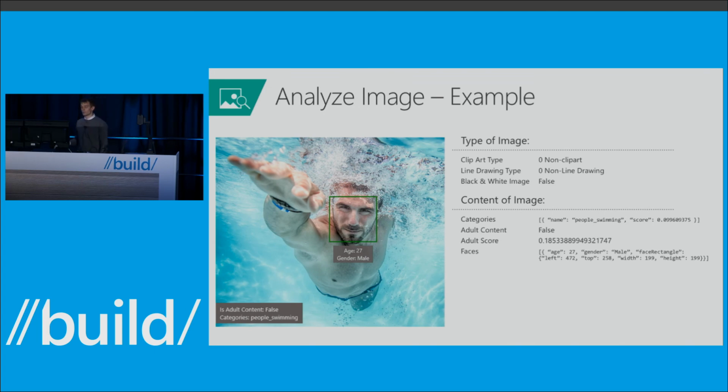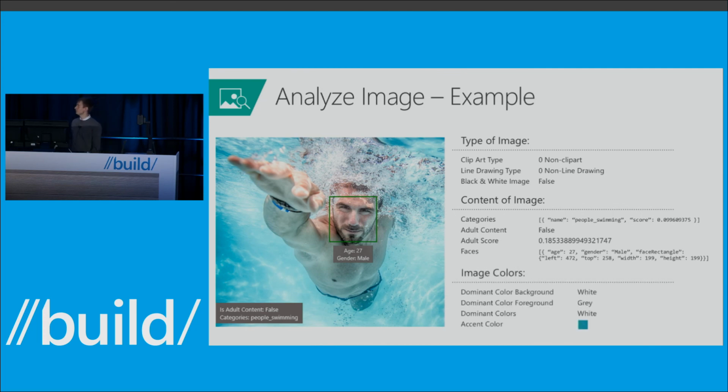We have a set of scores around adult content, so you can understand if there's pornographic content within a photograph. This can be very useful if you're doing some sort of content moderation. And finally, faces, which makes use of the Face APIs, which we'll talk about in more detail later on, lets you understand how many faces are in a photo, as well as predicting the age and even the gender and the location of where that face is found within the photo.